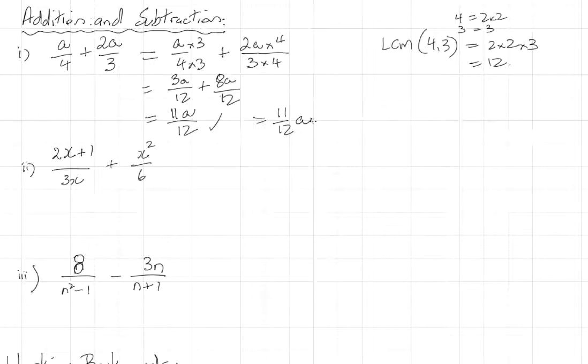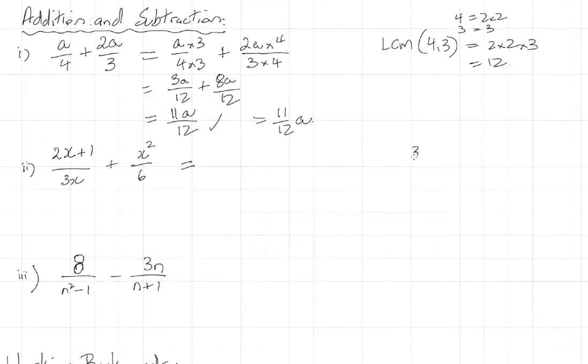All right, so it's a similar method to what we use for ordinary fractions, except we've got these variables, in this case a, and we still apply the same concepts. Let's look at this again. We want to make the denominators the same.